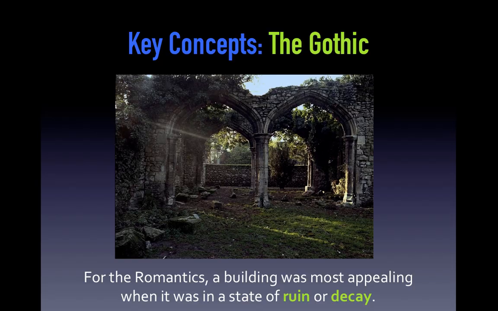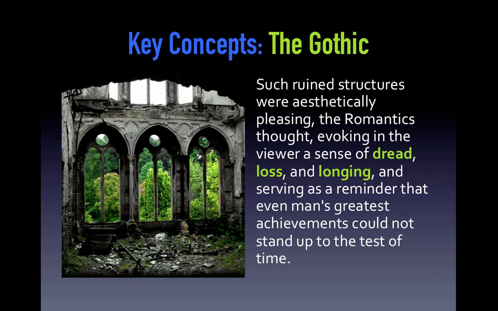For the Romantics, a building was most appealing when it was in a state of ruin or decay. Such ruined structures were aesthetically pleasing, the Romantics thought, evoking in the viewer a sense of dread, loss, and longing, and serving as a reminder that even man's greatest achievements could not stand up to the test of time.